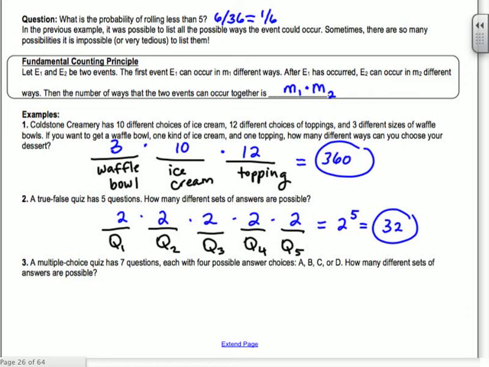All right, so number 3. A multiple choice quiz has 7 questions with 4 possible answer choices, so A, B, C, or D. So how many different sets of answers are possible? All right, so if we have 7 questions, that means I have 7 blanks. So those are the questions. And each one has 4 choices. Okay, so that ends up being 4 times itself 7 times, so 4 to the 7th.